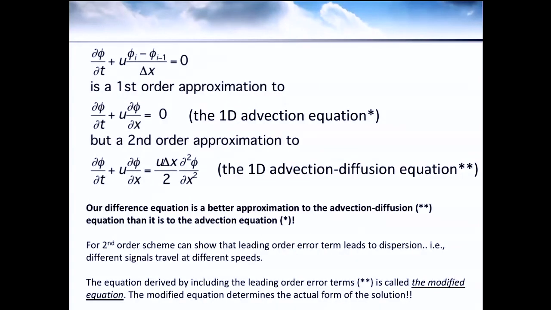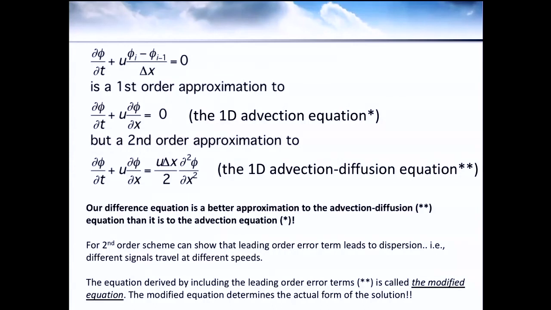So, while this is a first order approximation to our 1D advection equation, the equation we're trying to solve, it's a second order approximation to the advection diffusion equation. So our difference equation is a better approximation to the advection diffusion equation than it is to the equation we're actually trying to solve. That's the key thing. And you can redo this for a second order scheme and show that the leading order error term is a dispersive term and not a diffusive term, and if you do it for the higher order, the pattern follows.